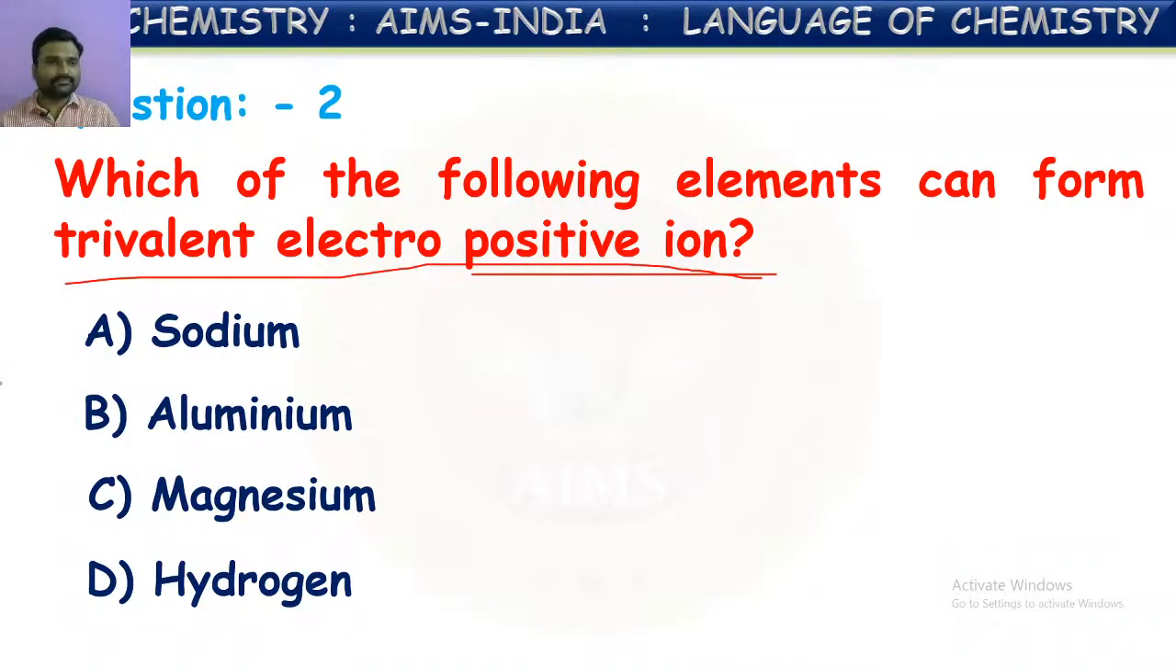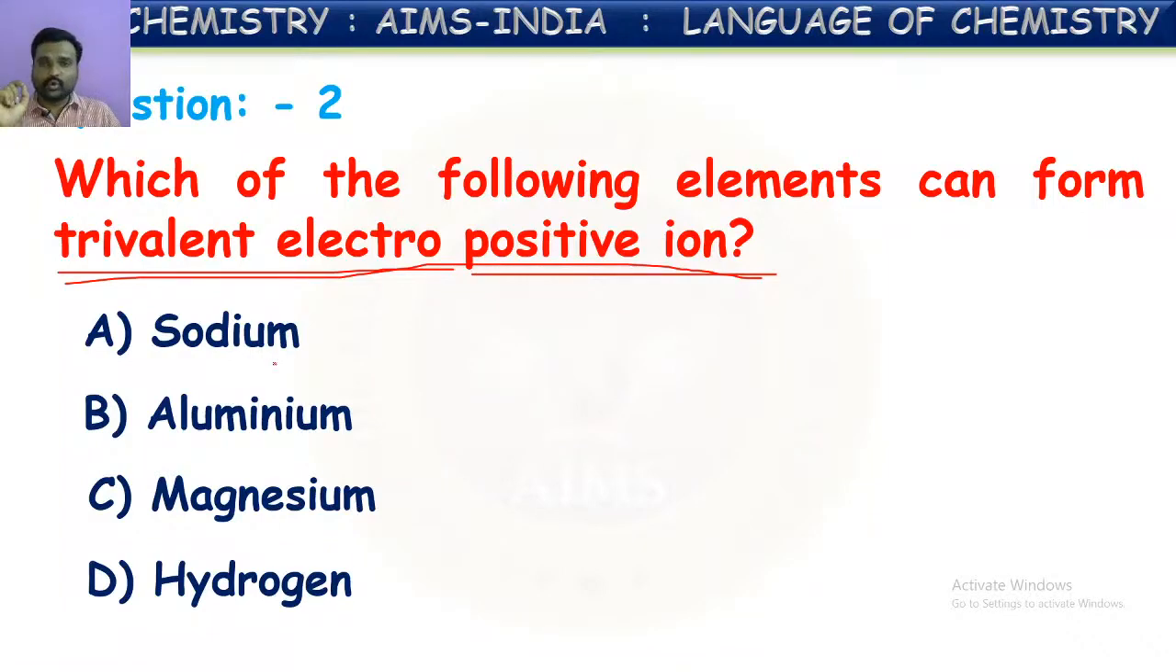So all the elements here, sodium, aluminium, magnesium are metals. Even the fourth one, hydrogen, also can form positive ion. So all are possible here. And it should form trivalent electropositive ion, meaning the positive ion should be formed by the loss of 3 electrons. So which element can lose 3 electrons here? That will be the correct answer. Let us see one by one here. Sodium, if you see, sodium atomic number is 11.